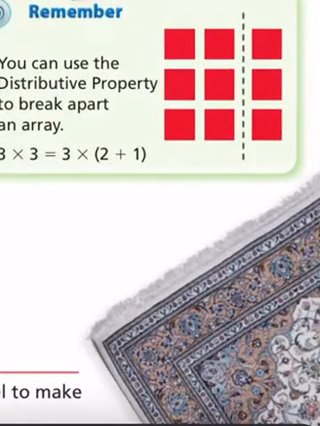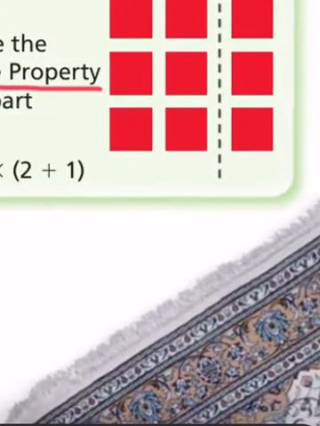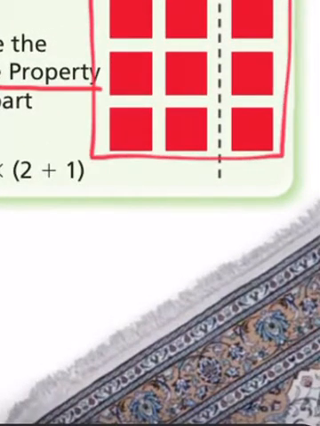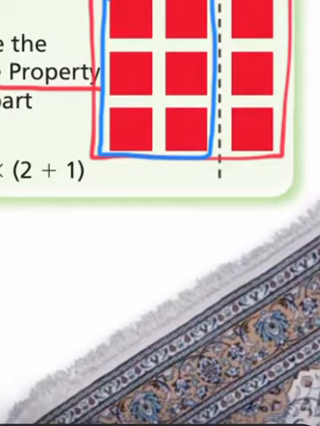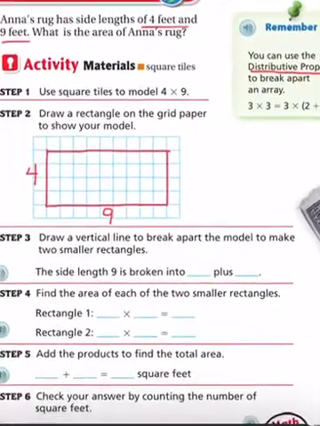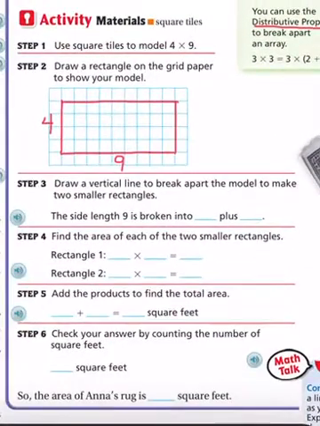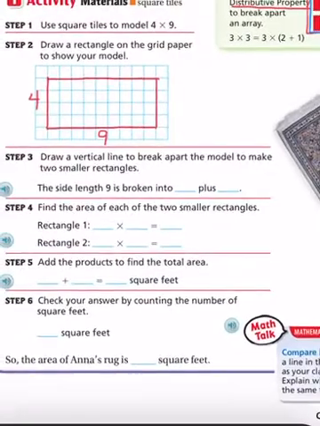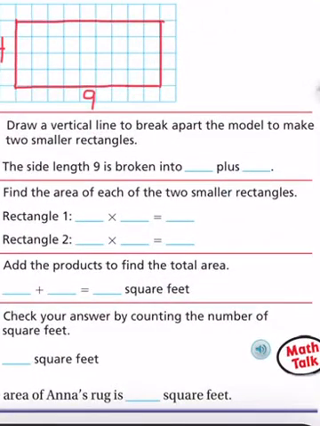Let's take a look at our little sticky note here. It says you can use the distributive property, which we haven't talked about, but we will, to break apart an array. And what we had here was a 3 by 3 array, and they broke it up into 2 smaller arrays. They made 3 rows of 2 and 3 rows of 1. So they made 2 smaller arrays out of the big one. And that's kind of the strategy we'll use today. We'll break apart rectangles or different shapes and find areas of 2 parts and add them together.